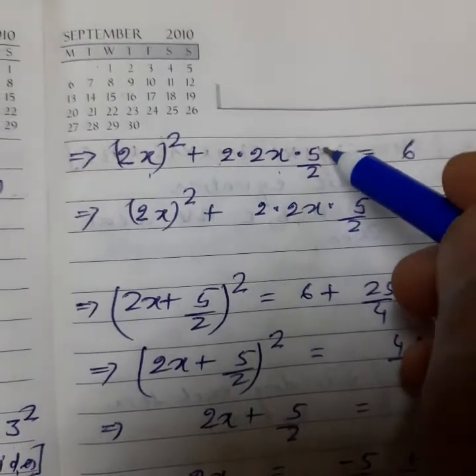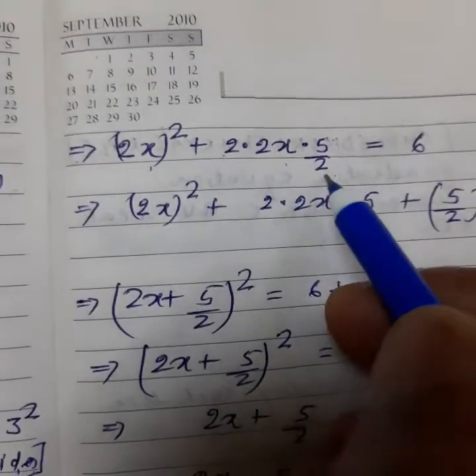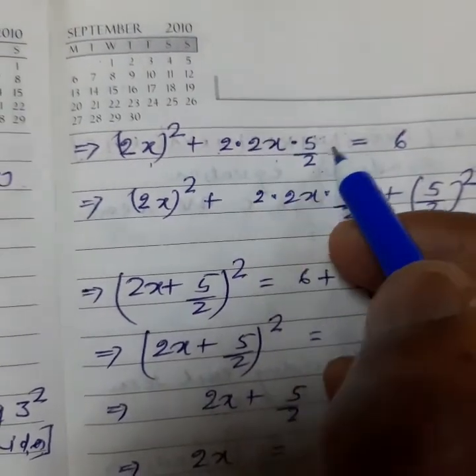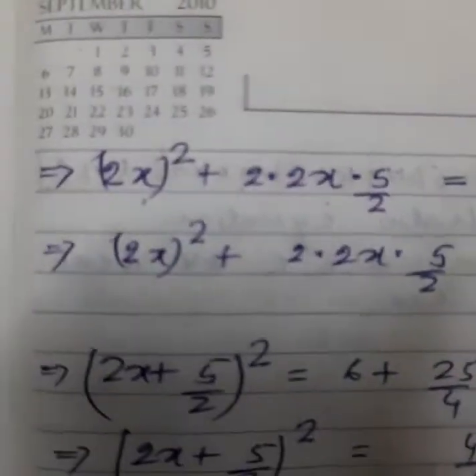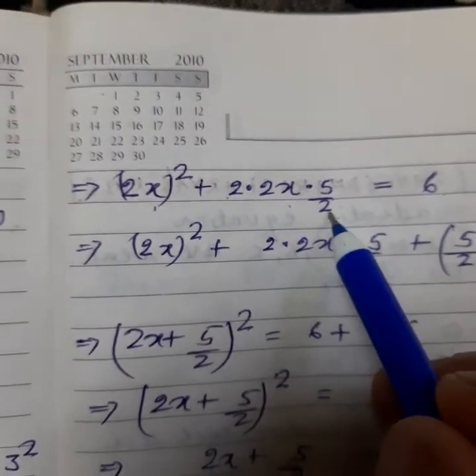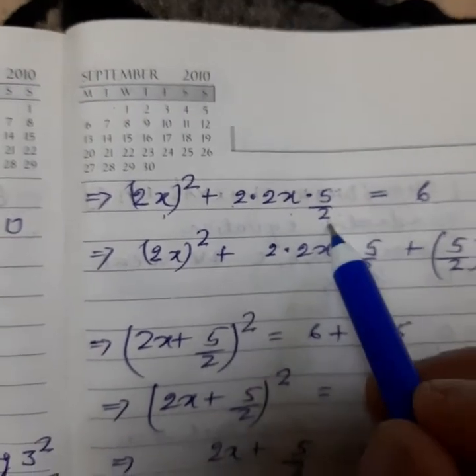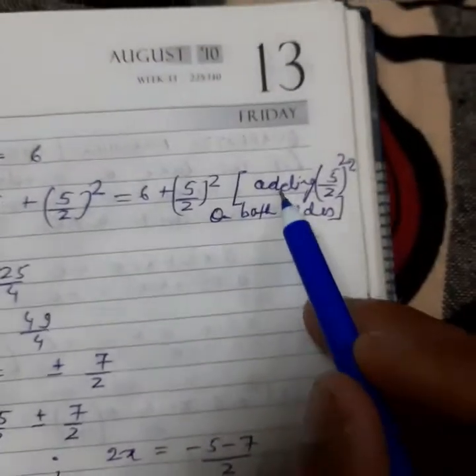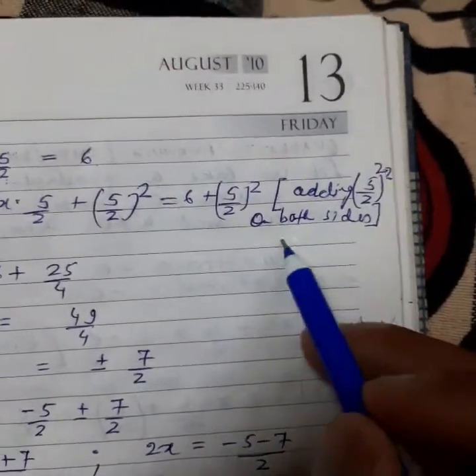So if we write 5 by 2, this 2 and 2 can be cancelled. So finally what is left over will be 10x. So that 10x has been broken in the form of 2ab. Now since our b is 5 by 2, we need to add its whole square on both sides. So adding 5 by 2 whole square on both sides.